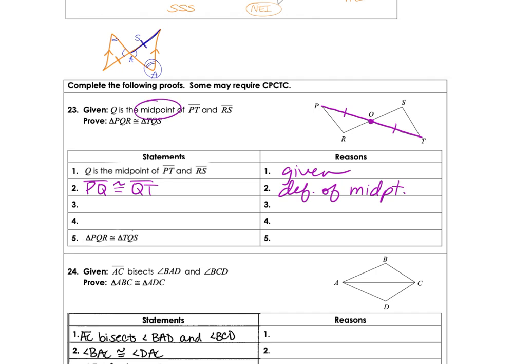What else can you say? RQ is congruent to QS. Why is RQ congruent to QS? Also definition of a midpoint. So you really have to pay attention to your given because your given says it's a midpoint of two different things. So that's getting you two different pieces of information.